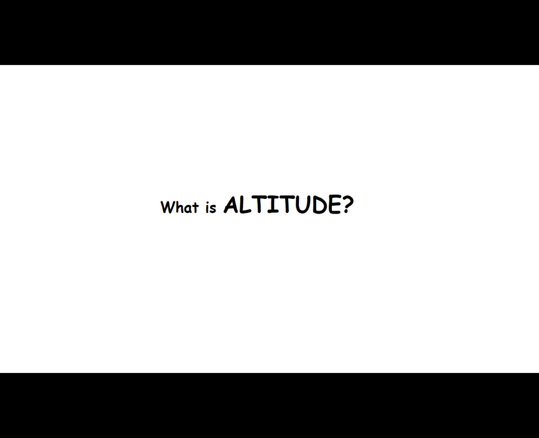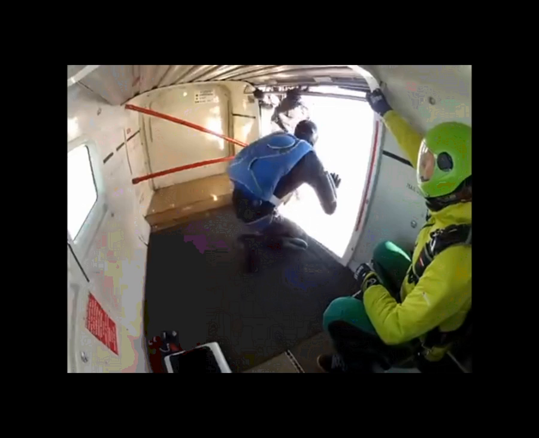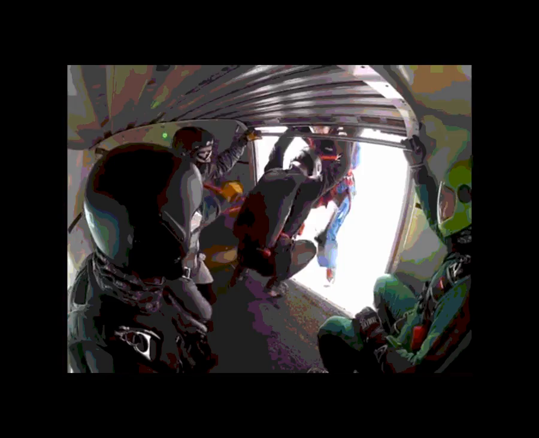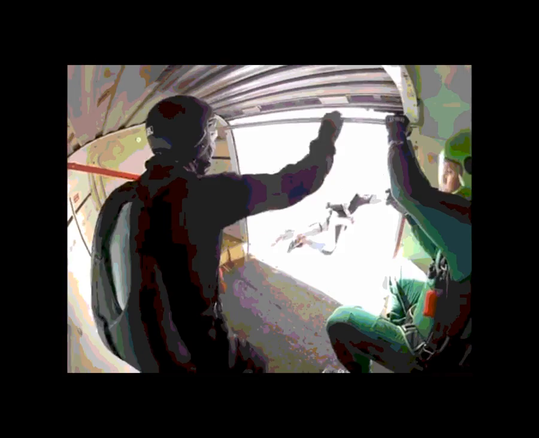For the first part of this assignment, we're going to talk about altitude. What is altitude? When most people think of altitude, they think of something having to do with flying or jumping or airplanes, and that is altitude. In real life, altitude is a measurement of how far something is above sea level or off the ground.